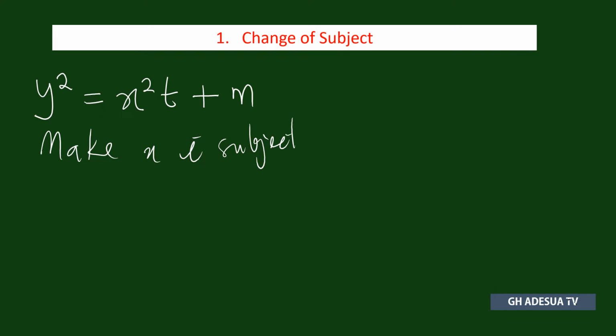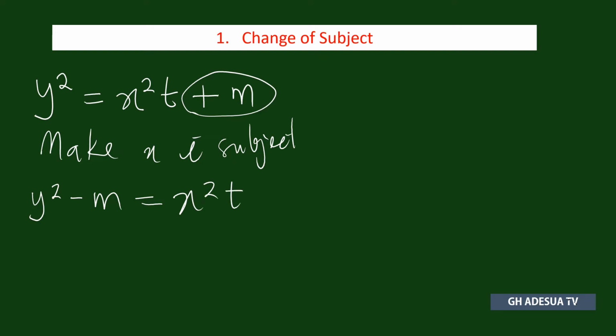Now, your first thing to clear is the addition and subtraction portion. So this portion, it is added, so it will cross the equal sign to become subtraction. So it will become y squared minus m is equal to x squared t.